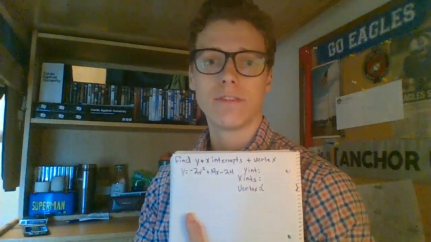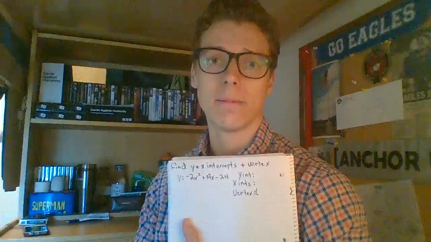which is a three-part problem asking for you to find the y and x-intercepts and the vertex of the equation negative 2x squared plus 19x minus 24.